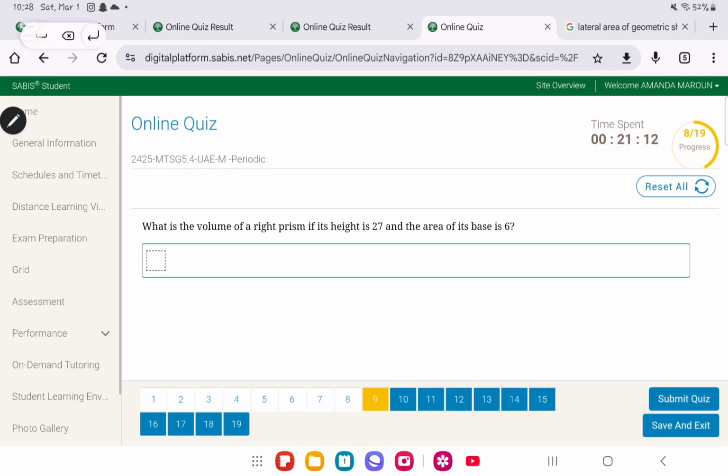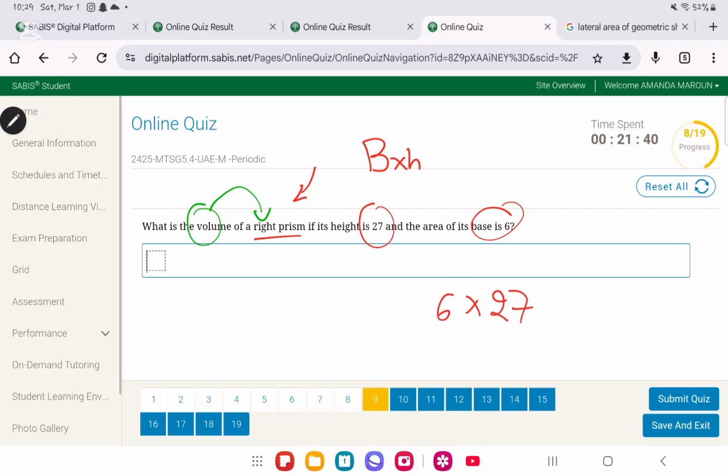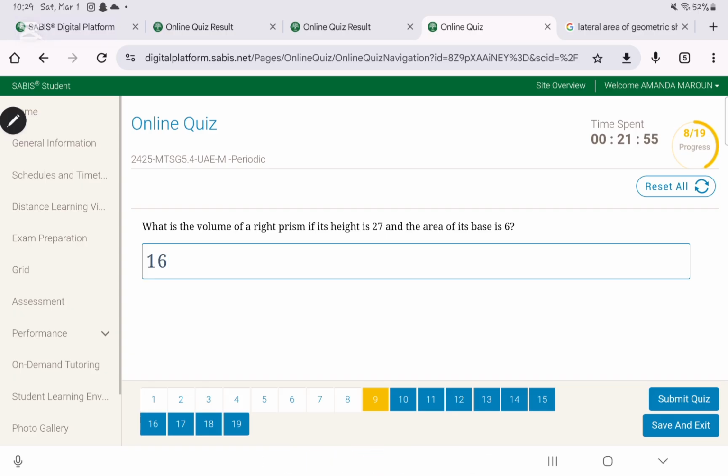Now we will move on to question number 9. They need the volume of a right prism if its height is 27 and the area of its base is 6. What you need to know is that the volume of any prism is, very simply, the area of the base times its height. So the area of its base is given as 6, times its height, which is 27. You see how easy this question is? If you memorize the rules, it's going to be very, very simple. The volume of any prism is the area of the base times the height. 6 times 27 is 162.